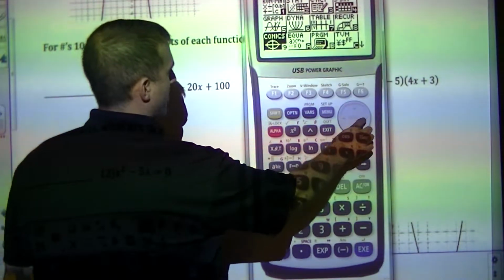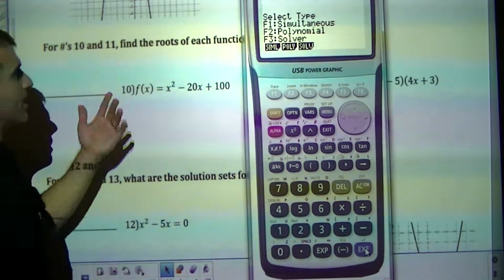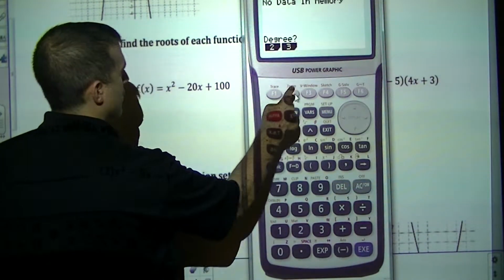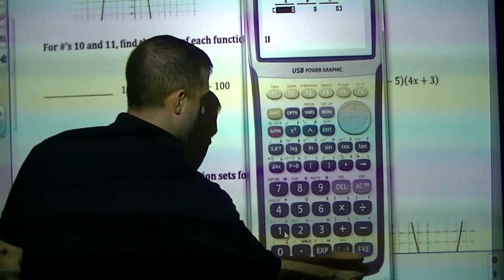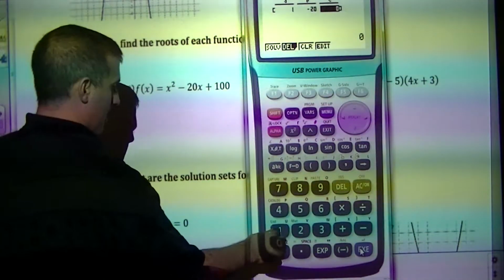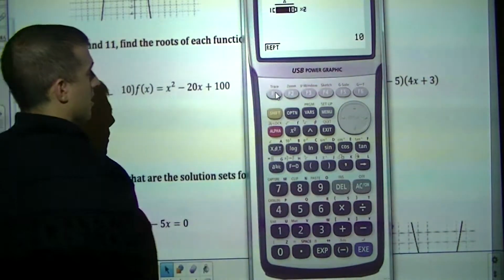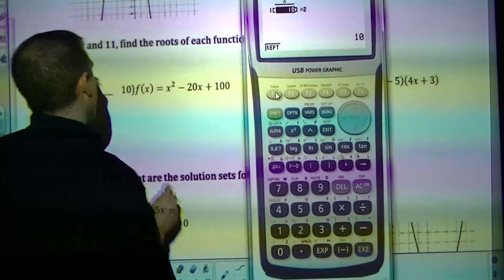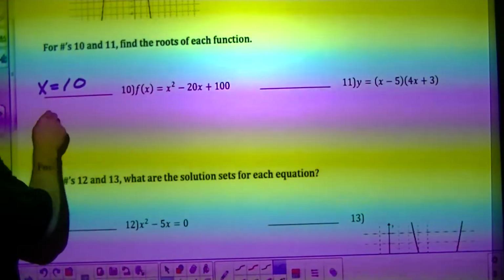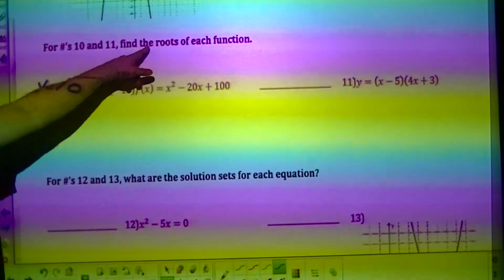So if I go to menu, I'm going to use equation for this because this is an equation. I'm just going to go ahead and do that. I'm going to do the polynomial. It's 2 degrees, so that's 1, negative 20, and 100. That's going to be x equals 10 twice. Roots you write like equal signs.